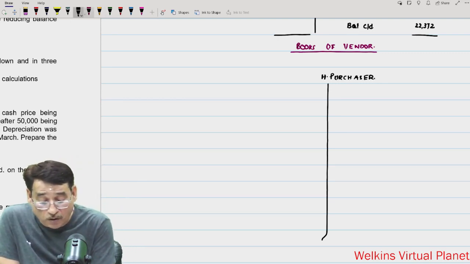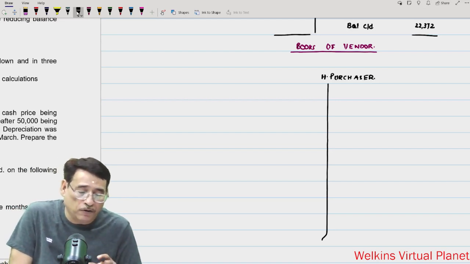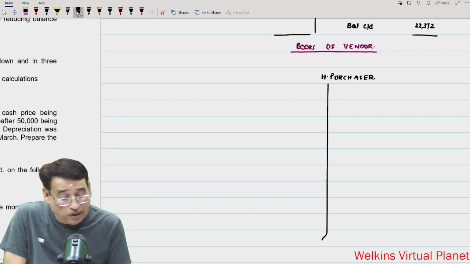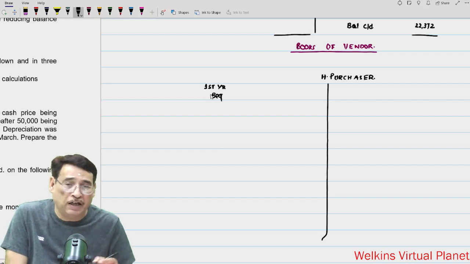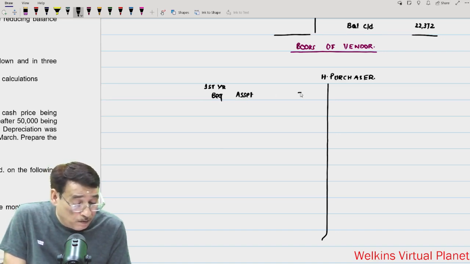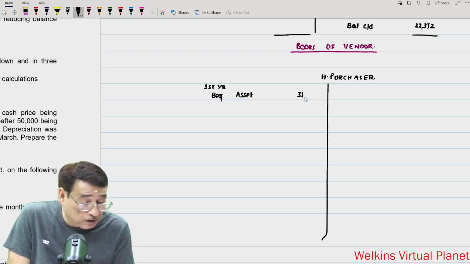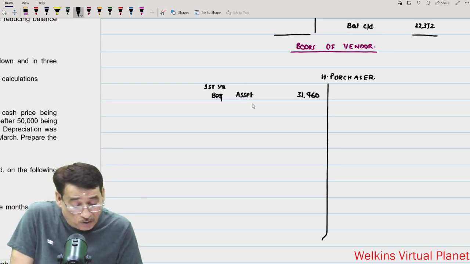Now you presume, as I told you earlier, while doing the accounting in the books of the purchaser, now you are the vendor. You are going to sell the asset. First of all, in the first year, in the beginning, when you are going to sell the asset, your entry will be hire purchaser account debit to asset account. Correct? You have sold the truck having a cash price of 31,960. Correct? So you are going to write this entry.